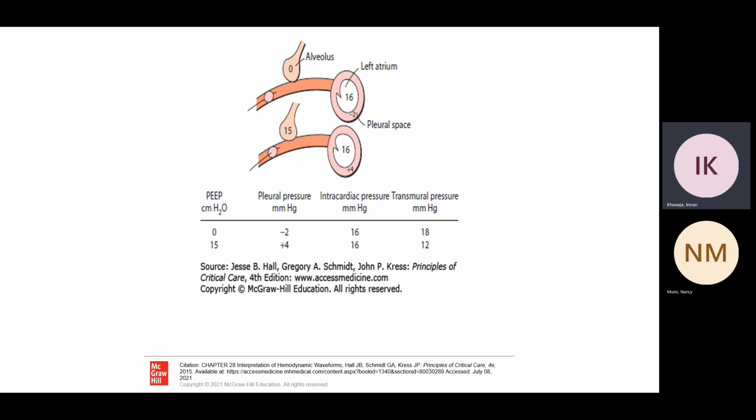If you apply PEEP, you're going to decrease the difference. Your transmural pressure will be down to 12, right? And this is what we do for patients with auto-PEEP. It's somewhat unrelated, but with auto-PEEP, you apply external PEEP, so you decrease the pressure gradient that the patient has to generate for the ventilator to sense their inspiratory effort.